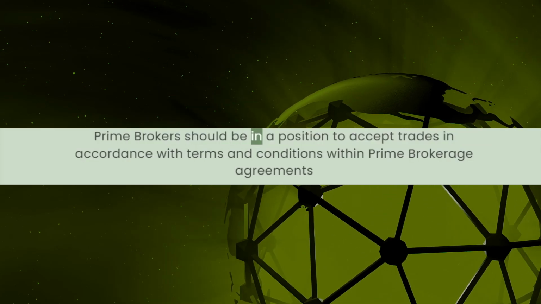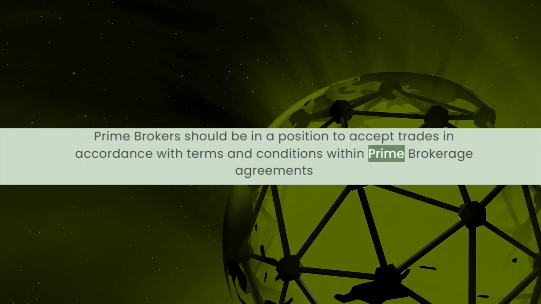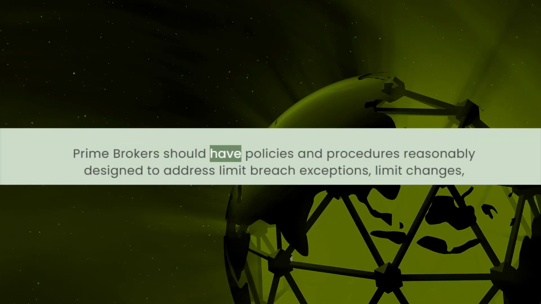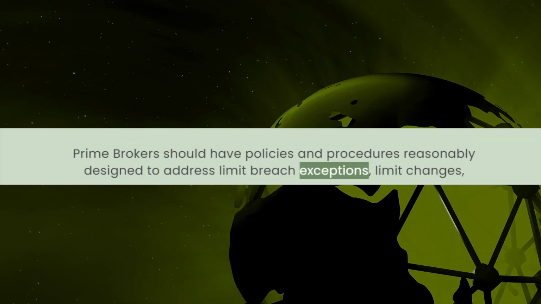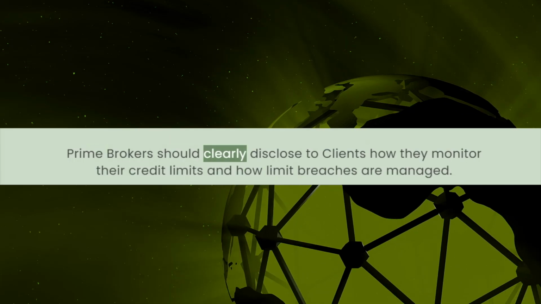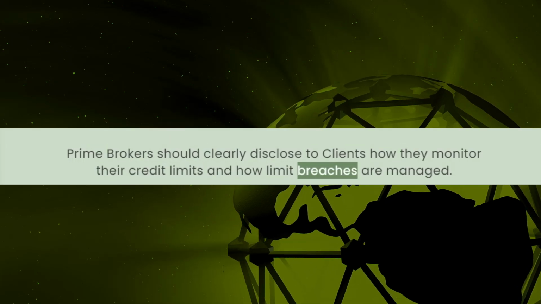Prime brokers should be in a position to accept trades in accordance with terms and conditions within prime brokerage agreements and designation notices. Prime brokers should have policies and procedures reasonably designed to address limit breach exceptions, limit changes, amendments, and novations. Prime brokers should clearly disclose to clients how they monitor their credit limits and how limit breaches are managed.